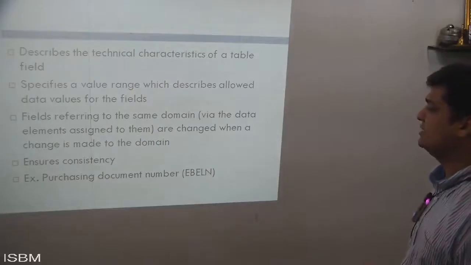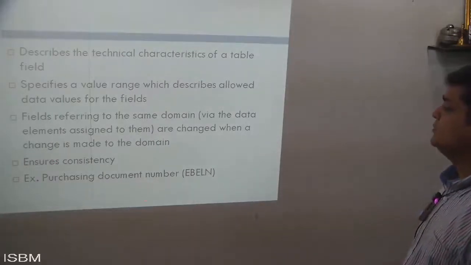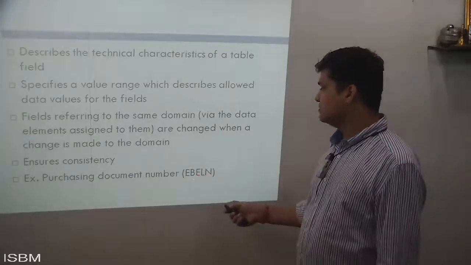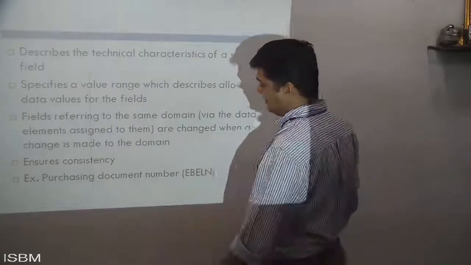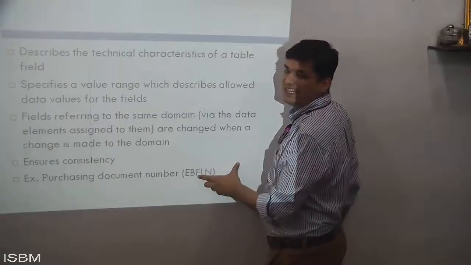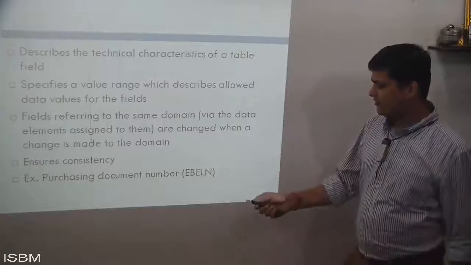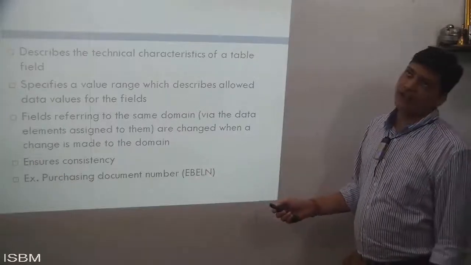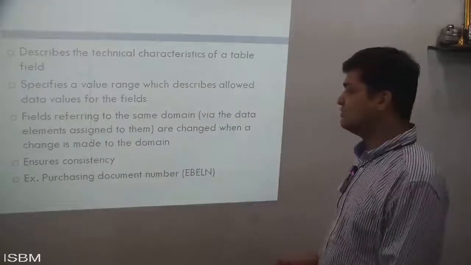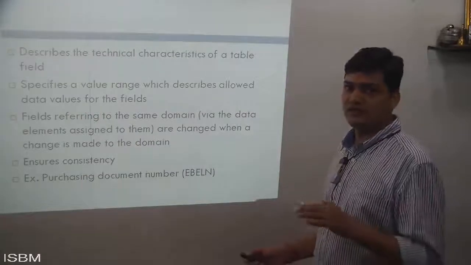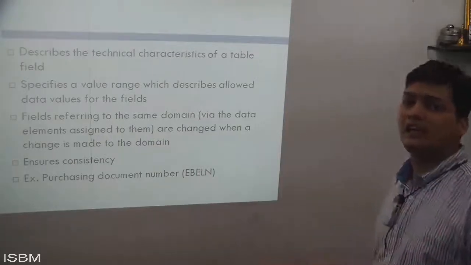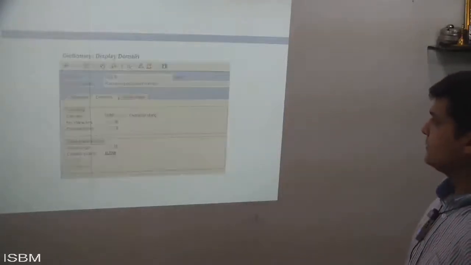Just like for example, purchasing document number, the PO number, which is called purchasing document number, EBELN. This field's name is EBELN in SAP. You will get this EBELN in the EKKO table, which is basically used for storing all the purchasing document data, along with a lot of other tables.